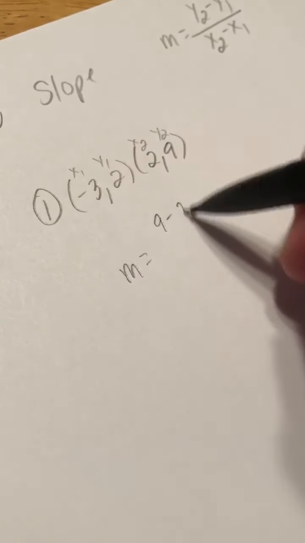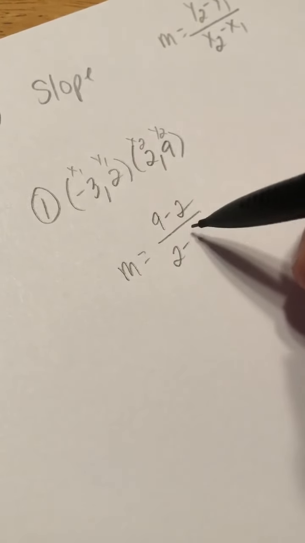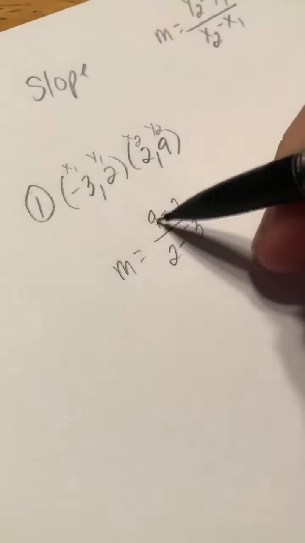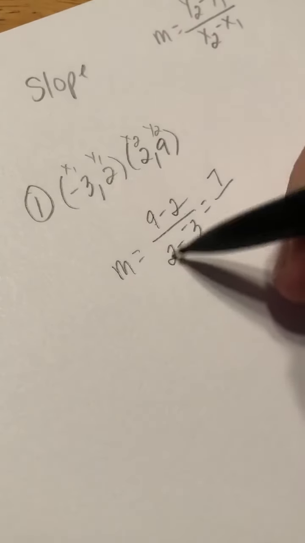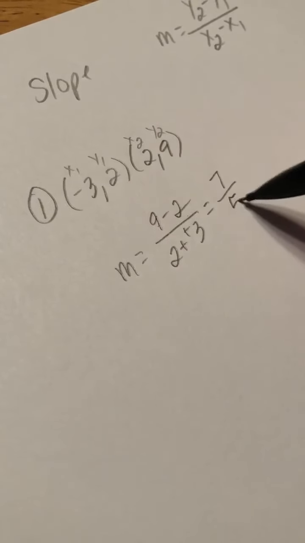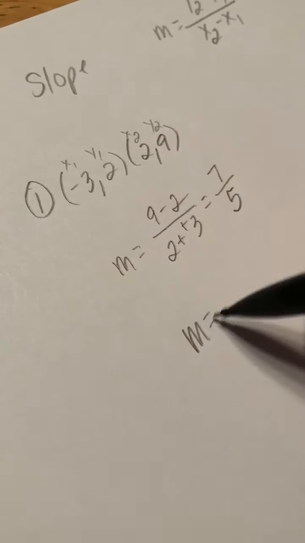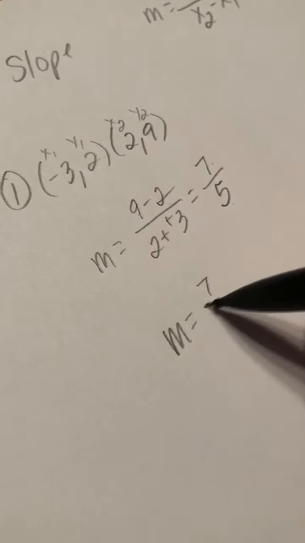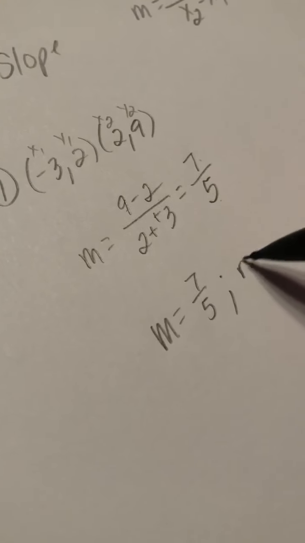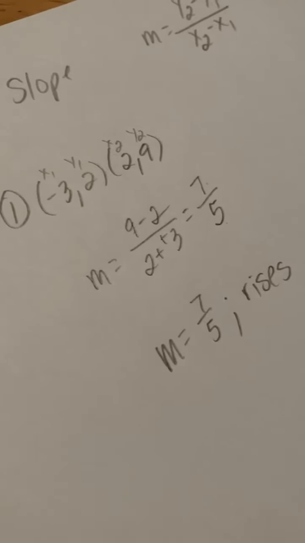So 9 minus 2 over 2 minus a negative 3. Well, 9 minus 2 is 7, and 2 plus 3 is 5. So 7 over 5 does not reduce, so it stays 7/5, and since it is positive, we say that it rises. Okay, so let's look at number 2. What if they give us the ordered pairs 4, 1 and negative 5, 1? Again, if it helps, x1, y1, x2, y2, but you don't have to.